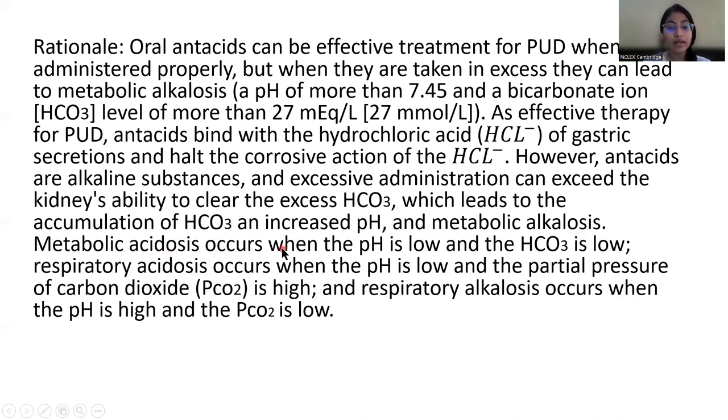Metabolic acidosis occurs when pH is low. When pH is less than 7.35, it will be acidosis and HCO3 will also be low, because these two components are proportional to each other. If pH is low, HCO3 will also be low. Respiratory acidosis occurs when the pH is low and the partial pressure of carbon dioxide is high. And respiratory alkalosis occurs when pH is high and PCO2 is low. We have done this question earlier, so I will not explain this.